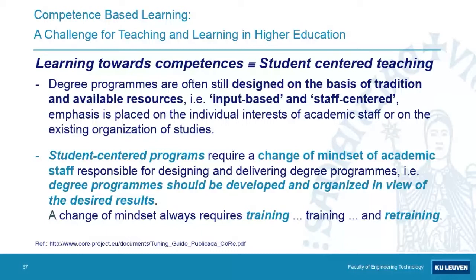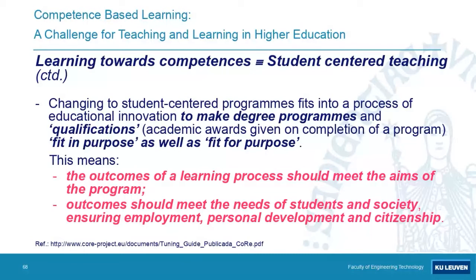But student-centered programs require a change of mindset of the academic staff that is responsible for designing and delivering degree programs. That means that the degree programs should be developed and organized in view of the desired results, in view of the competences that students have to acquire. And that requires training and retraining. So another way of wording this, the outcomes of a learning process should meet the aims of the program. And the outcomes should meet the needs of students and society, ensuring employment, personal development, and citizenship.